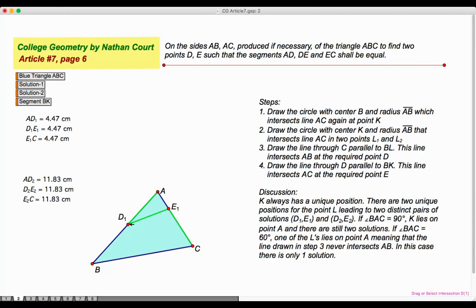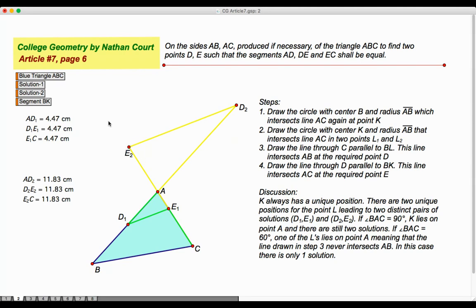Okay. AD1 is equal to E1, D1E1 and E1C. That's what this one is. It's about 4.47. But keep in mind that there is a second solution. And that is, instead of considering E1, I need to consider a little bit away from the triangle, and that's E2C2.